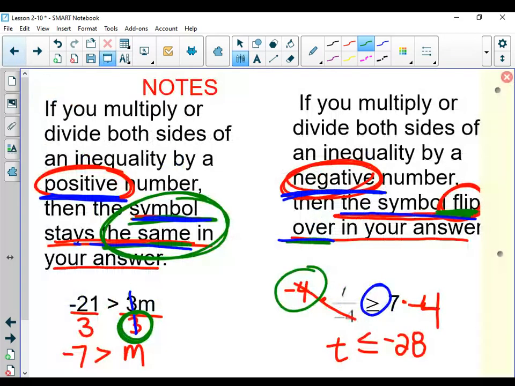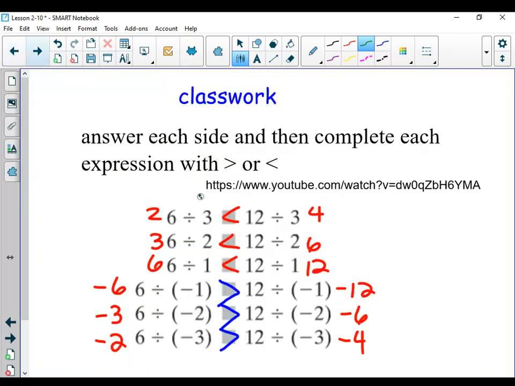Again, if I go back a ways, why does this happen? It was less than, less than, less than with all these positive numbers. What happens when I start dividing by a negative? Flips over. So as you complete the problems on page 113, that's the first thing that you should look for. Is this one going to be one where it flips over or not?